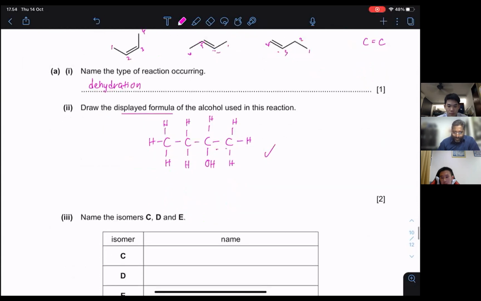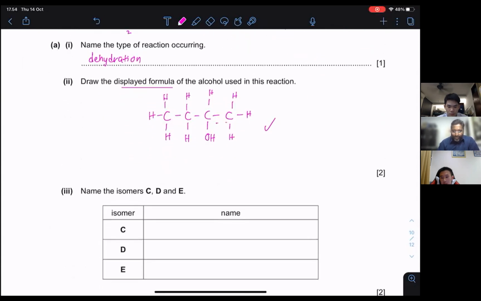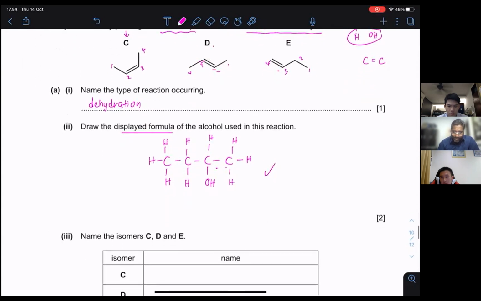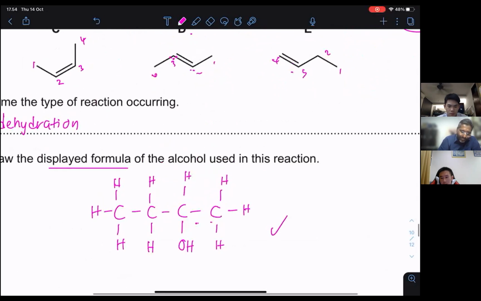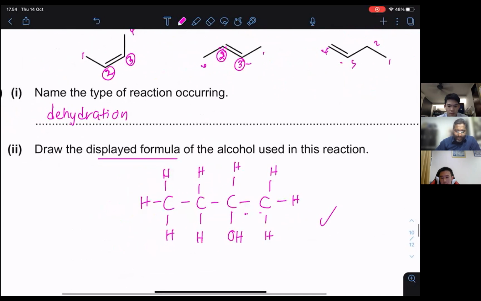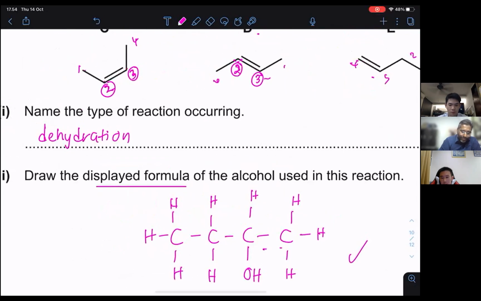Now they are going to name the isomer. If I want to name the isomer over here, I think they are almost the same. This is going to be position 2 to 3, and this is also position 2 to 3. So if I name this, it's going to be 1, 2, 3, 4.